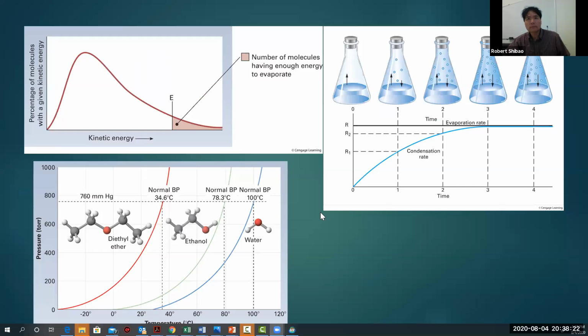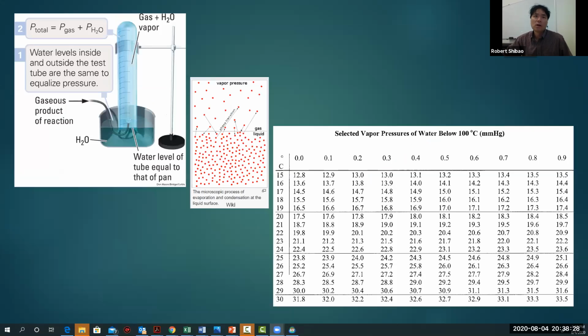All right, let's take a look at vapor pressure some more here. What causes some of these to vaporize? What causes some of these to vaporize is just energy, kinetic energy. Not all the water molecules have the exact same kinetic energy. In fact, what we see is a distribution of kinetic energies. The higher the temperature, the more kinetic energy, but that's what we call the average kinetic energy.